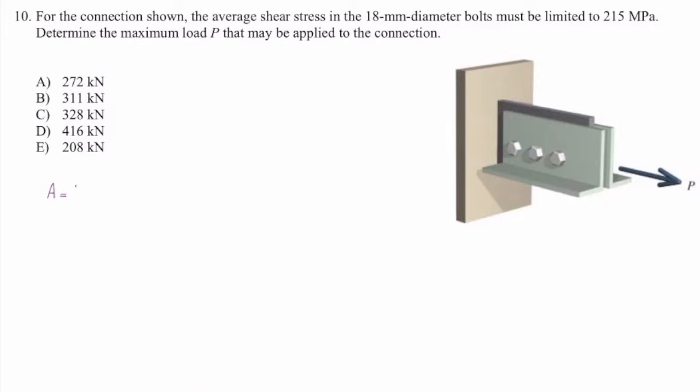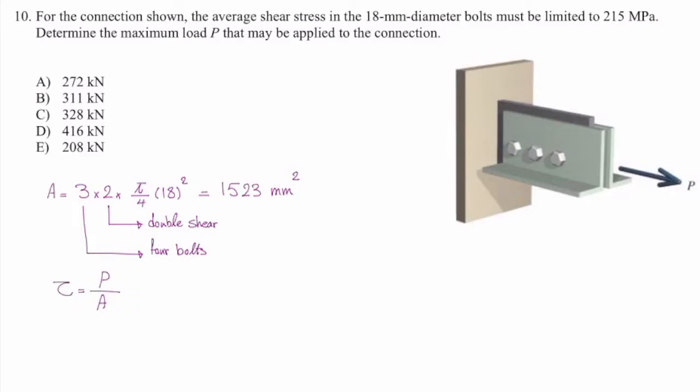So let's calculate area. Here we have 3 bolts, and each bolt is subjected to 2 shear planes, so that would be a double shear connection. And then the area of 1 bolt is pi over 4 times 18 squared. Remember, 3 is the number of bolts, and 2 is because the connection is double shear. And the area will be 1523 square millimeter.